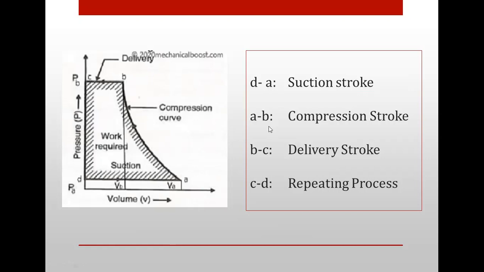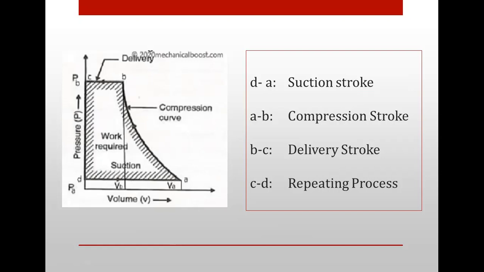The next process is from A to B, which is the compression stroke. So from D to A, we have A to B. As we can see in the PV diagram, this is the compression curve. This is the compression stroke. After completing the suction stroke, the air compression starts. During this process, the air pressure increases and the volume decreases.